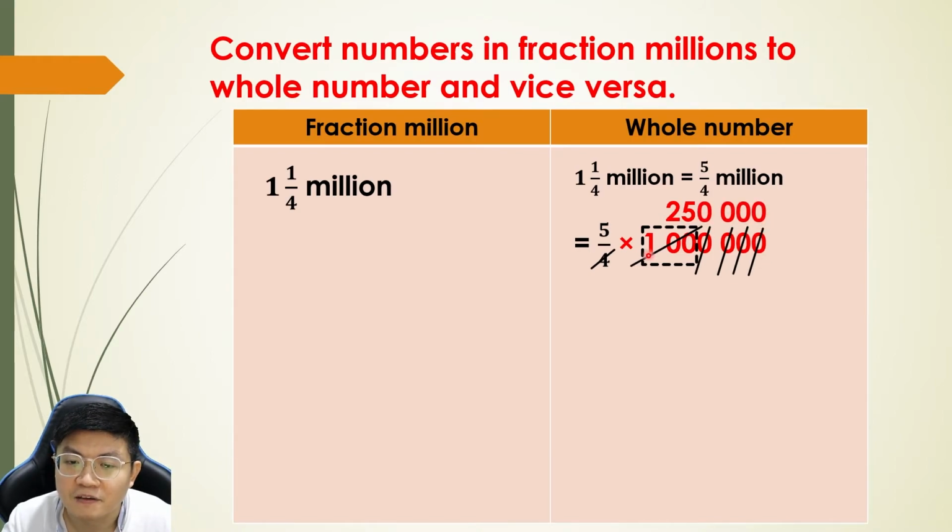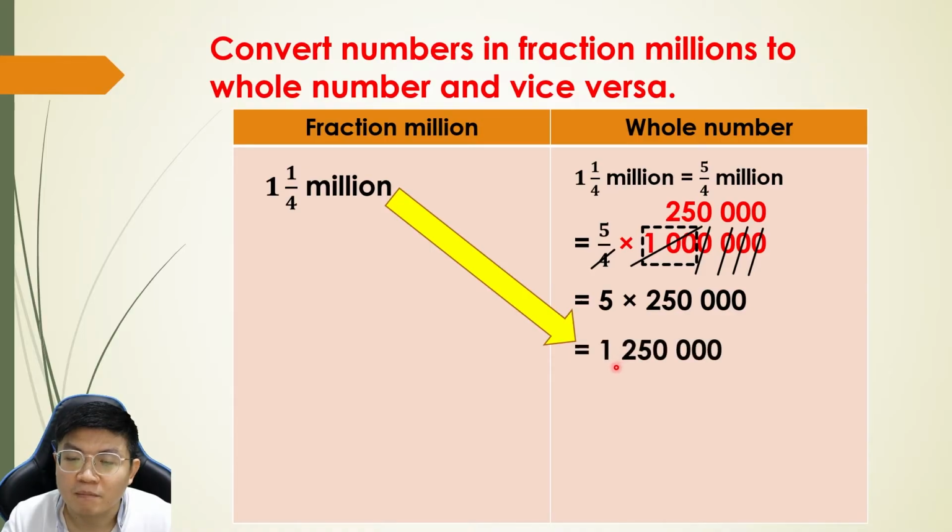Now what is left in there? 5 times 250,000, and finally you get the answer 1,250,000. There you go. You already convert 1 1/4 million to whole number as 1,250,000. But what if you want to convert back?